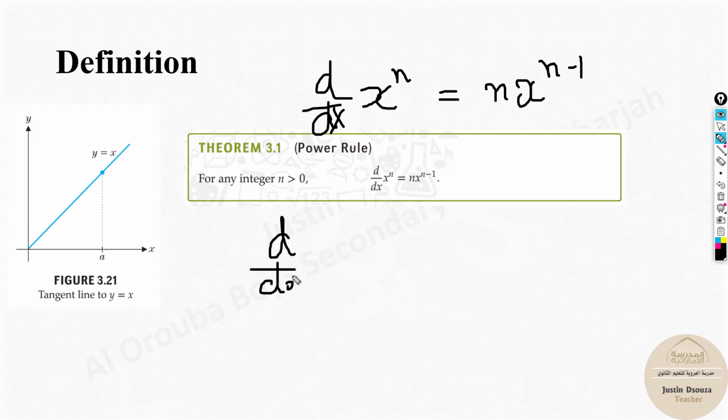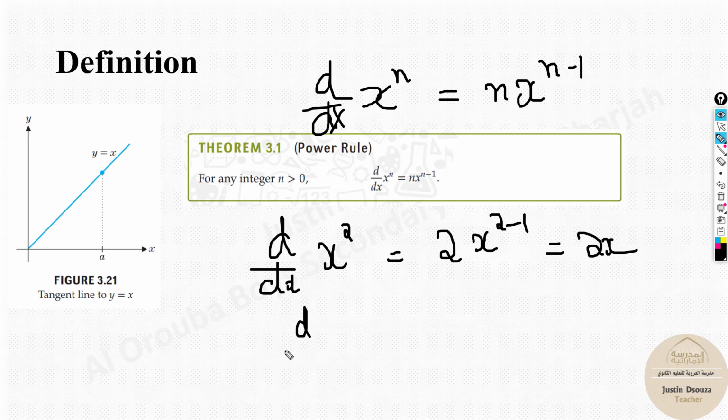Now let's use a number instead of n. Say we have to find d by dx of x to the power 2. What's going to happen? This 2 is going to come down and the power becomes 2 minus 1. So it is basically 2x, because 2 minus 1 is 1. You can write the power 1 or leave it. Now let us take another example: d by dx of x to the power 7. Try it by yourselves. Pause the video and try it on paper if you have one.